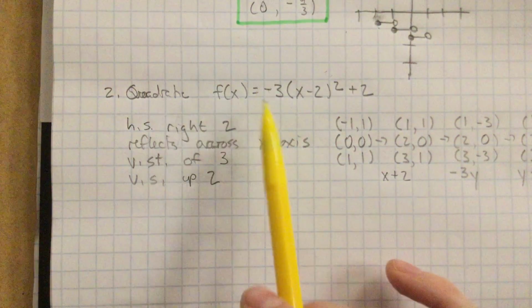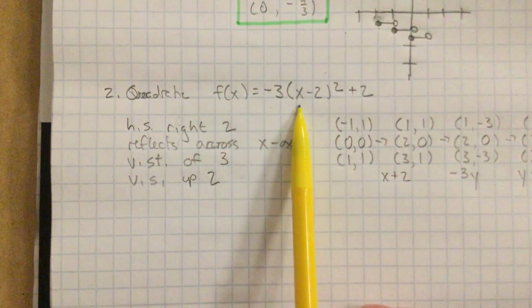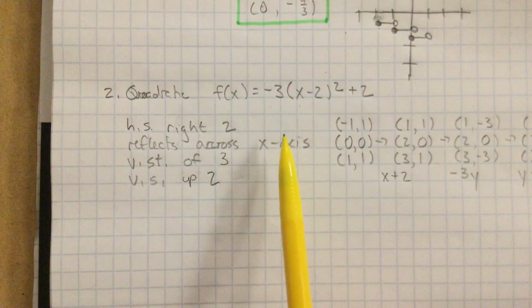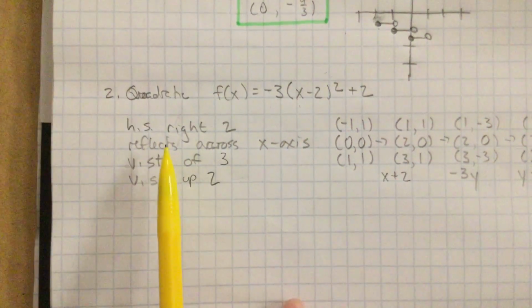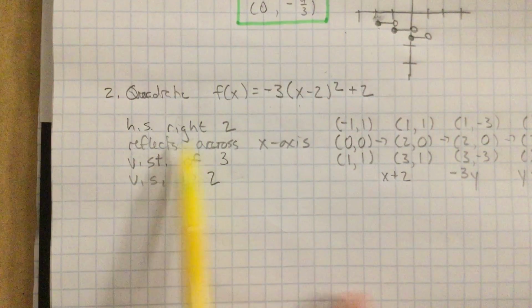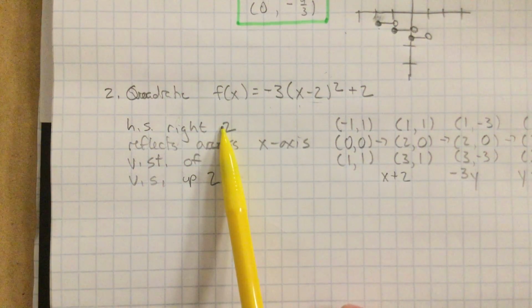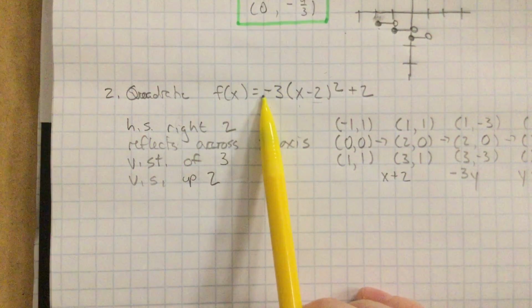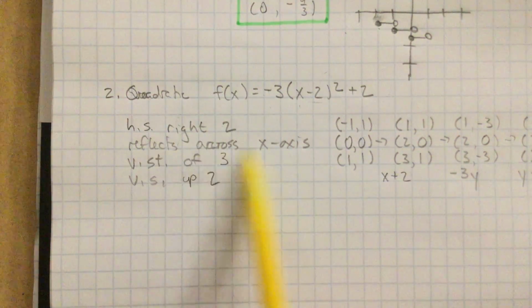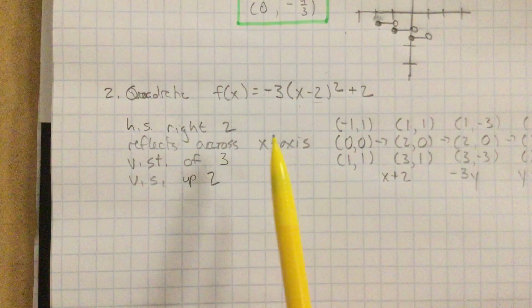So you had f of x equals -3 times (x minus 2) squared plus 2. Okay? We listed out the transformations. So the x minus 2 was my horizontal shift to the right 2. The negative told me it reflected across the x-axis. That's what makes it flip over.